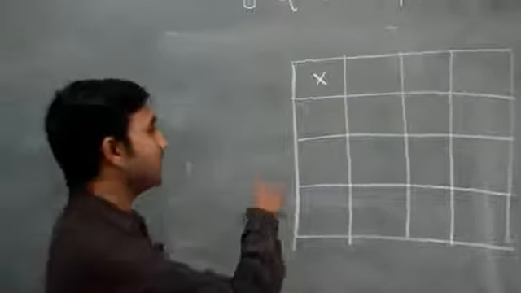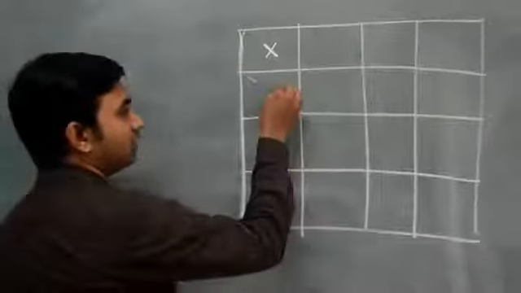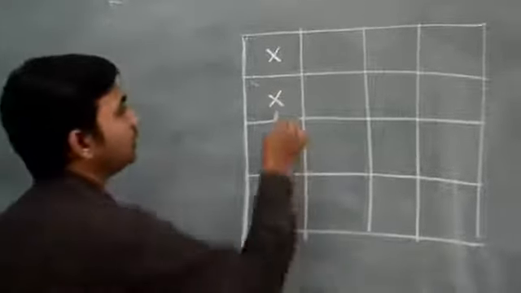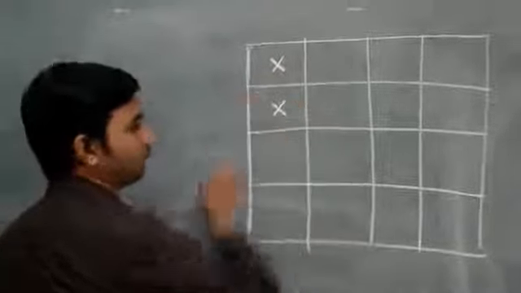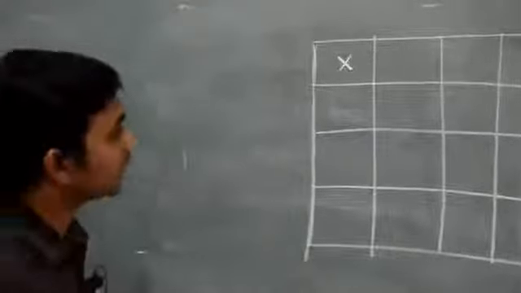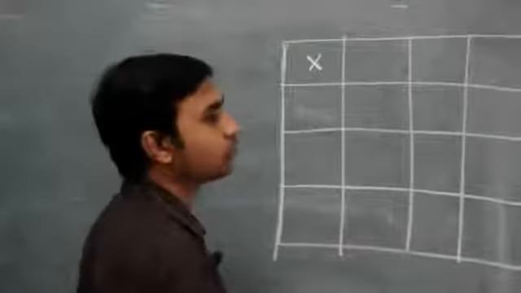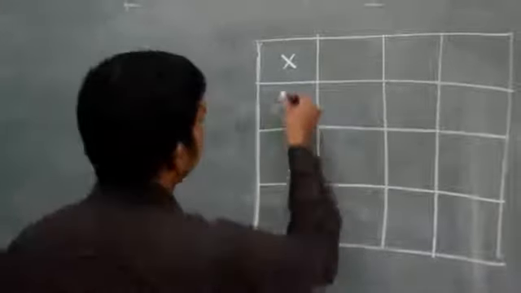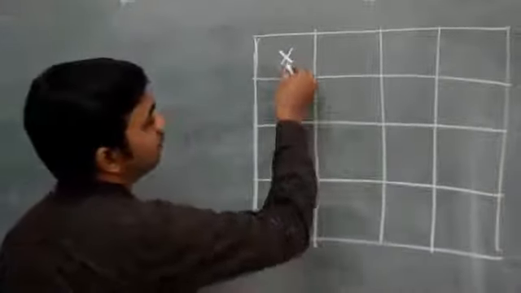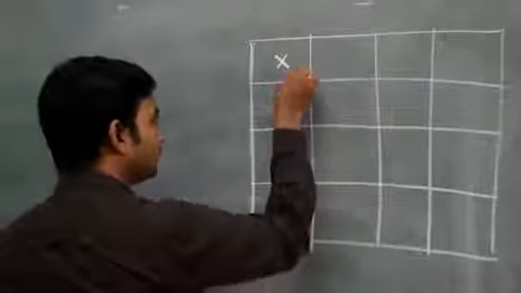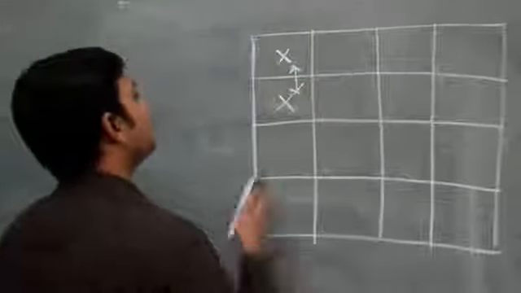So we can leave the queen in the first position itself. Now we shall try to place the second queen in the second row. I cannot place the second queen in the first column because this is threatening to the first queen. So I cannot place the queen here. I cannot place the queen in the first column because there is already the first queen in the first column.